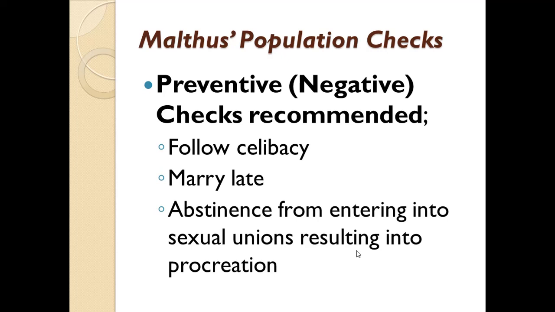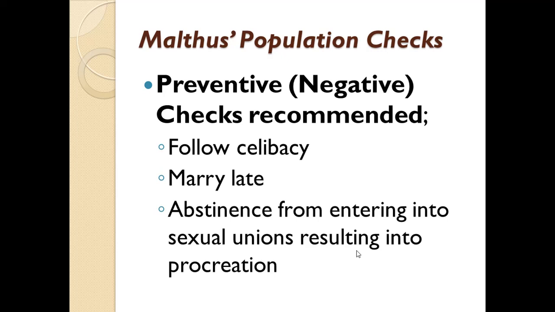He recommended, for instance, people following checks in terms of population control, if I may put it in a simpler way. He proposes that people could follow celibacy, in other words, not get married. But of course, one criticism is that if he was around right now, he would note that most people indeed are single parents and they have many children without getting married. He also says that they should marry late.